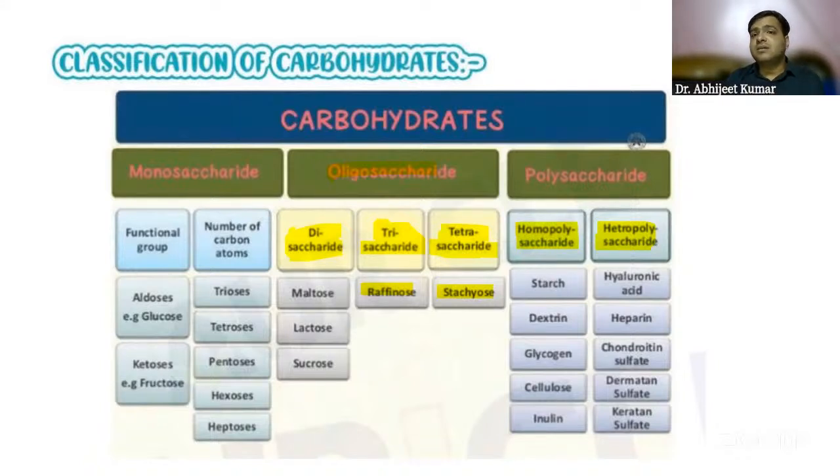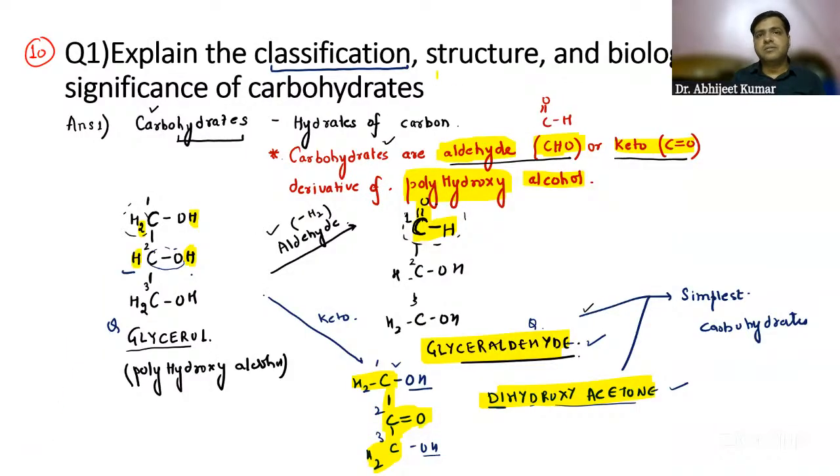As of now, just try to remember the basic classification, guys. The ones containing more than 10 potential sugar units. You should remember the homopolysaccharides are starch, dextrin, glycogen, cellulose, inulin. The heteropolysaccharides are hyaluronic acid, heparin, chondroitin sulfate, dermatan sulfate, keratan sulfate, right? I will be discussing this in detail. So that is the classification of the carbohydrates that you have to remember. Structure, guys, for the monosaccharides I have already told you.